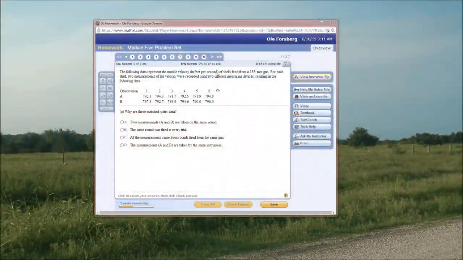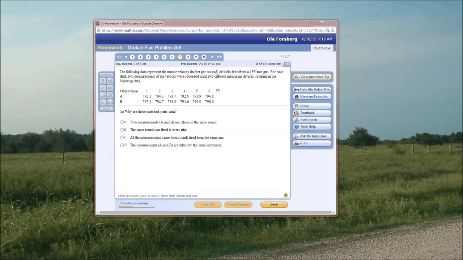Hello and welcome to this video, a little short video on how to do problem 7 from module 5. I chose this one for a variety of reasons, not the least of which is it kind of encapsulates a lot of the calculations that you'll be doing. And again, my numbers will probably differ from yours.